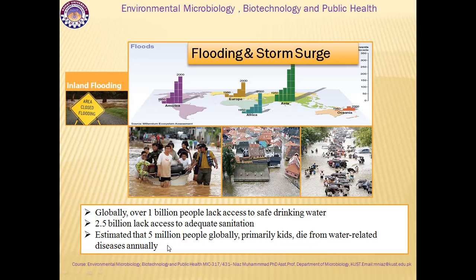So, water is very important. It must be free from all types of contaminants, and it is a huge figure: 5 million people globally, especially kids, die from water-related disease annually. So if we can maintain water in pure form, it is a huge and great success for humans to maintain life on the globe and a standard life.